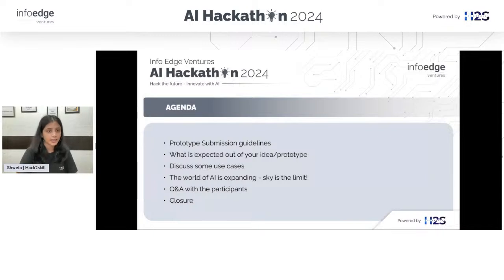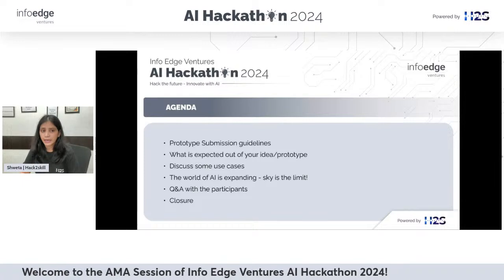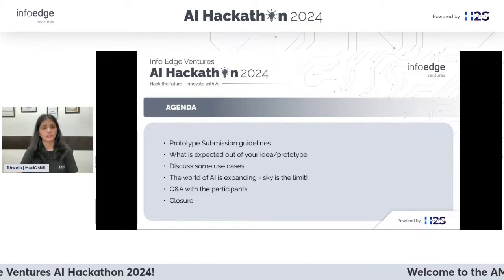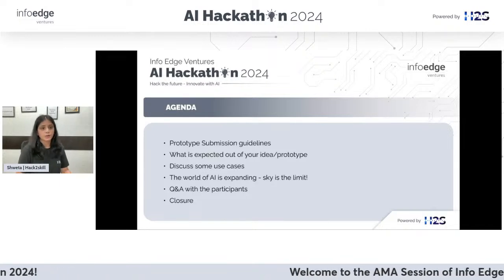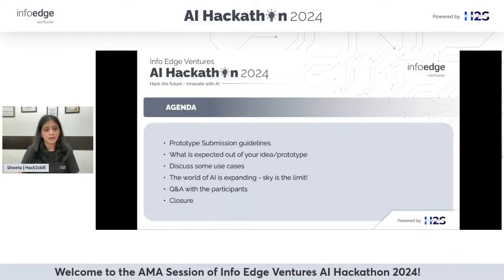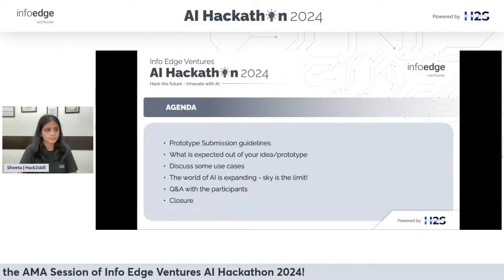Let's quickly take a look at the agenda first for today. First, we will discuss the prototype submission guidelines that you have to follow once you land on the Hack to Skill dashboard after registering for the hackathon. Then we have two very special guest speakers from the InfoEdge team. They will talk about what is expected out of the prototype you're submitting. Then we'll also discuss some AI prototype use cases that will give you context around your prototype submission. Next, we will have a discussion around how AI is changing everything, and at last, we will have a Q&A where you can put up your questions and the speakers will take them up.